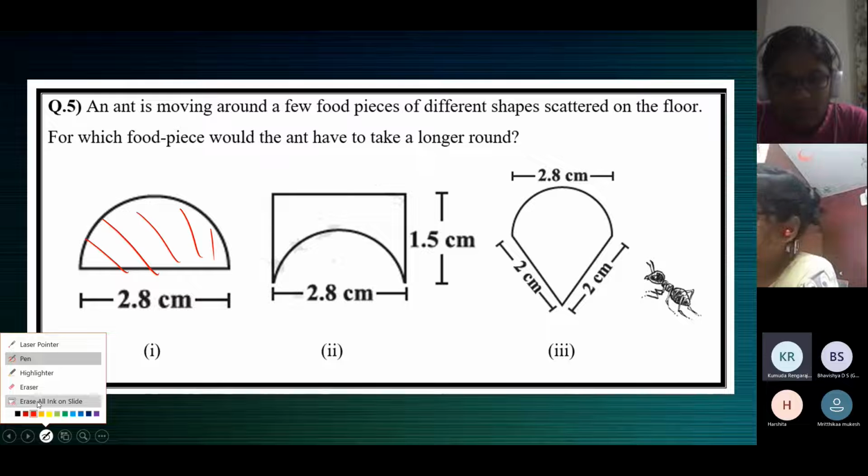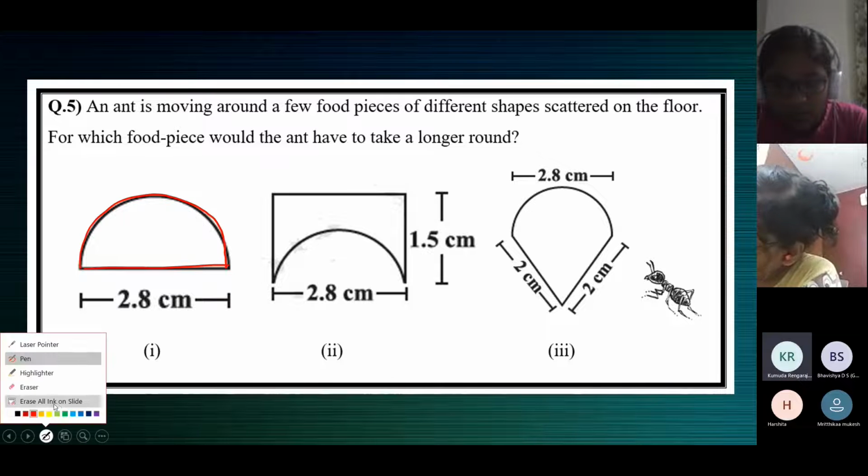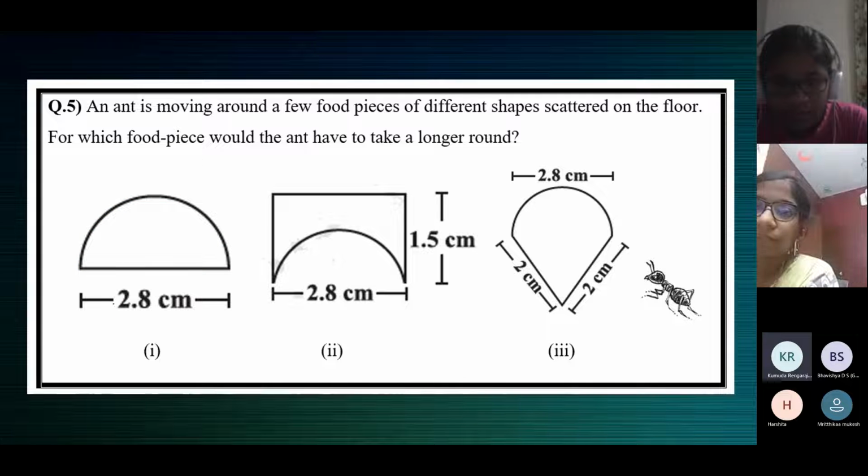Now let's talk about the boundary of the semicircular region. You can see the semicircle and the diameter. We will be talking about the boundary of the three different food pieces because we have to find their perimeters. And wherever the perimeter is more, there the ant has to take a longer round. So to find out the perimeter, we have to find the length of the boundary of the closed figures. Now here, in the first food piece, the boundary is made up of a semicircle and diameter.